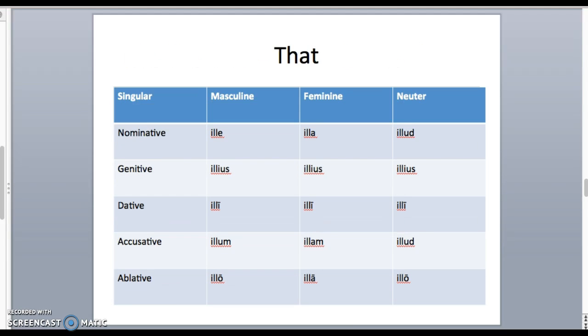All right, in the singular, it's going to mean that, either as an adjective, that tree, agreeing with tree in case, gender and number as tree is being used in the sentence, or that man. If it's all by itself, if it's not modifying anything, we can use it substantively. So ille would be that man, illa would be that woman, and illud would be that thing, correct?